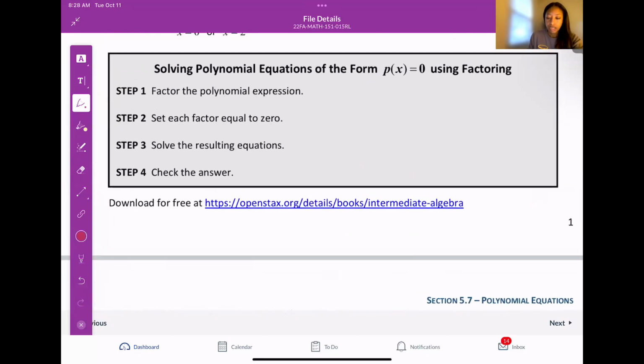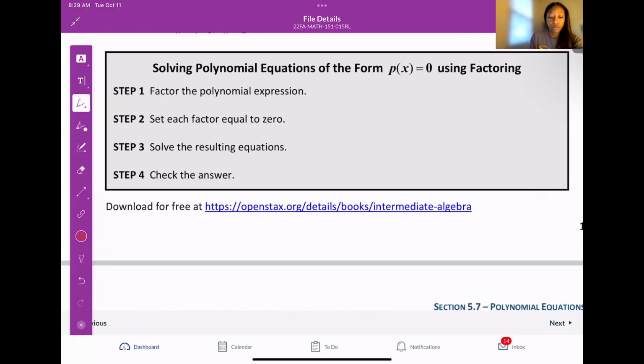Here are the steps that we'll use for solving polynomial equations, of the form p of x equals 0. So some polynomial equal to 0. We're going to use factoring to do this. So first, these ones should be set up nicely where you have your polynomial on one side and 0 on the other side. Every once in a while, you'll have two polynomials equal to each other or stuff on both sides. If you have that case, move all of the terms to one side using either addition or subtraction.